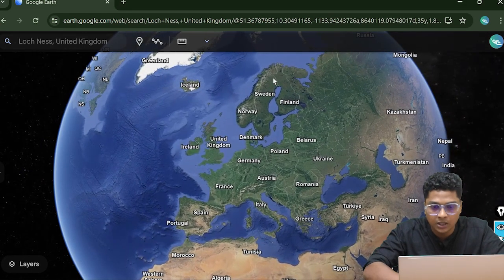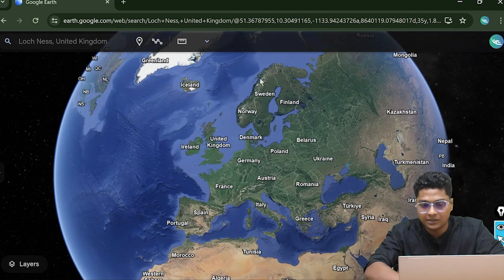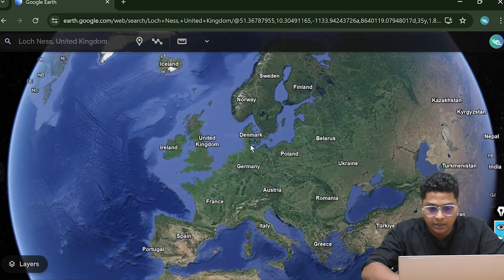Coming further south, this region, right? Norway, Sweden together, Denmark, the Scandinavian countries, but this is also called the Scandinavian Peninsula. Easy to remember, right? Not going into much detail on it.